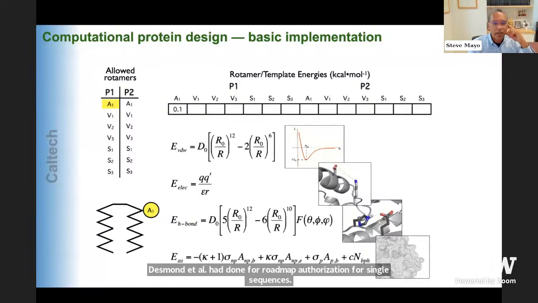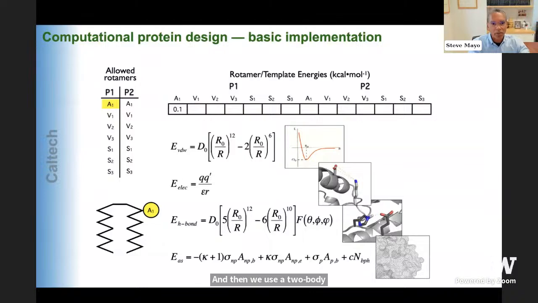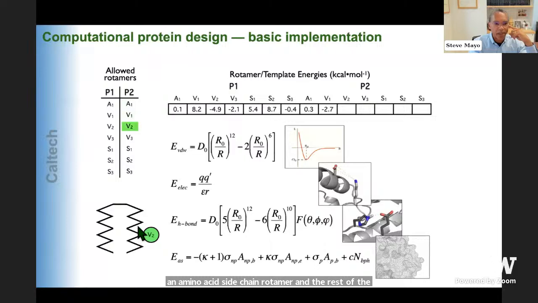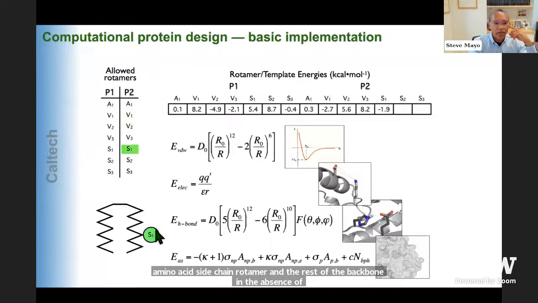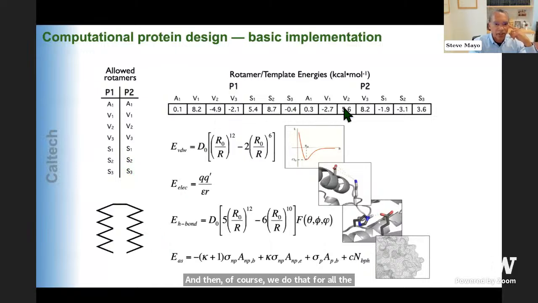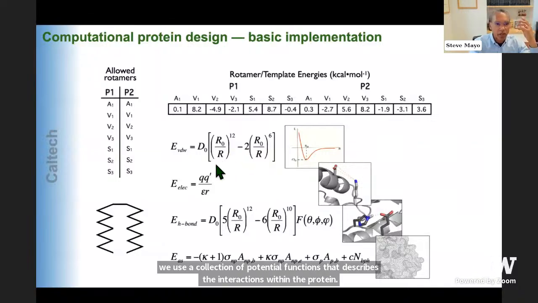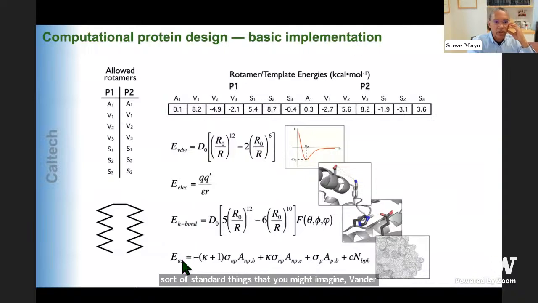And then we use an energy composition that includes both one-body terms and two-body terms. One-body terms are computing the interaction energy between an amino acid side chain rotamer and the rest of the backbone, in the absence of other side chains. And then, of course, we do that for all the rotamers at all the design positions to fill out this vector. And we use a collection of potential functions that describes the interactions within the protein, standard things that you might imagine: van der Waals potential, electrostatics, hydrogen bond potential, and a solvation potential.